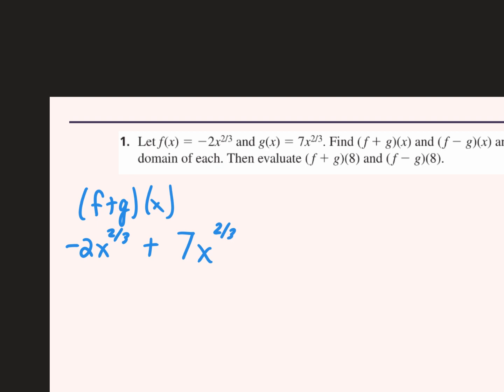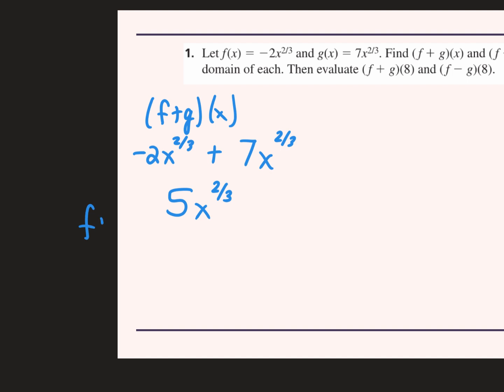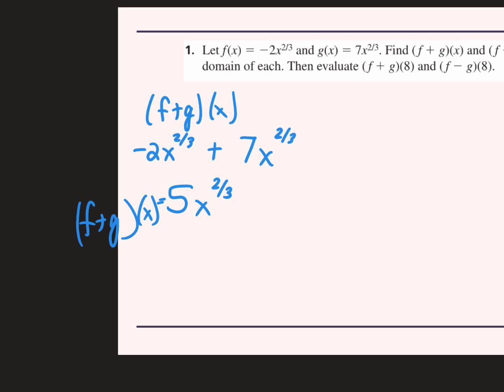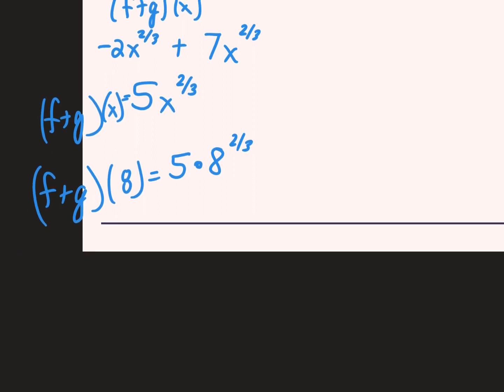Are those like terms? Yeah, they both have the same variable, same exponent. So if I have -2 plus 7, what does that give me? Yep, 5x to the 2/3 power. That is your f plus g of x. You left your answer in terms of x. Now the second question that has to do with the addition is asking you to evaluate with what number? 8. So you have 5 times 8 to the 2/3 power. So let's think about what that means. Sometimes those exponents kind of get a little confusing. This is 5 times, how could I rewrite 8 to the 2/3 power?